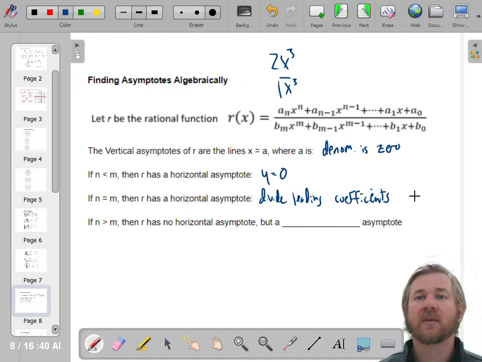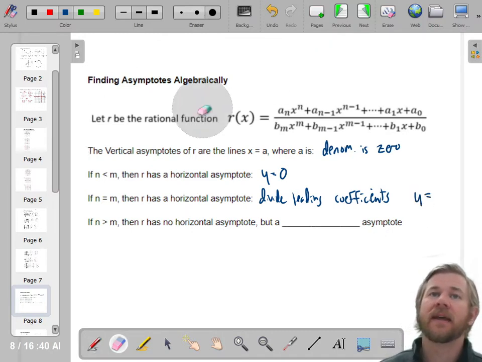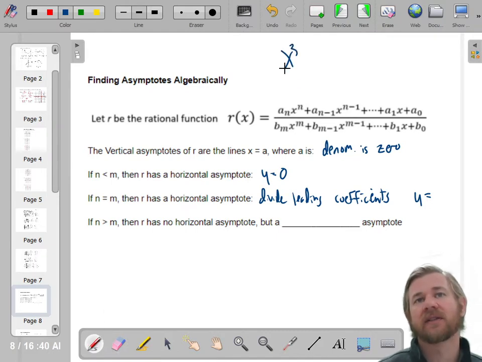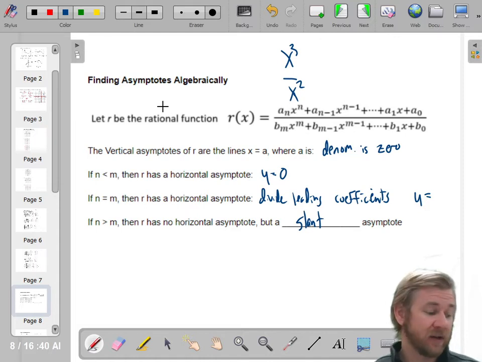It's going to be y equals that, whatever their quotient is. And the last one is if you have a higher degree in the top, like x cubed over x squared. This isn't going to have a horizontal asymptote. This is going to have a slant asymptote. And to find a slant asymptote, we're going to use polynomial long division, but we're going to save that for a little bit later.